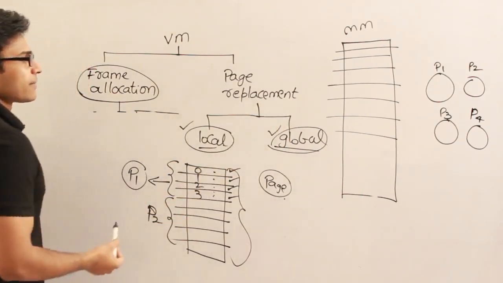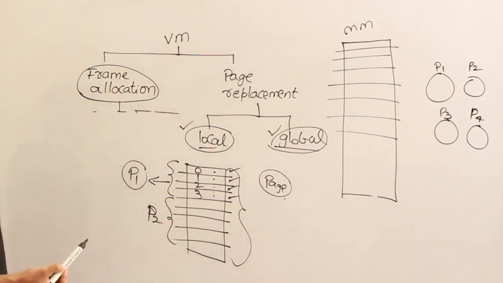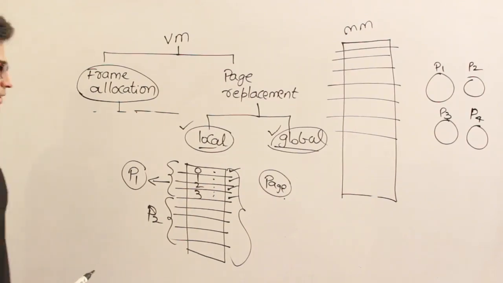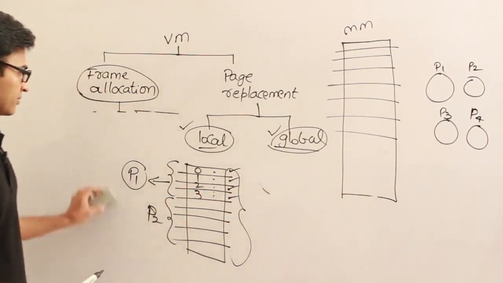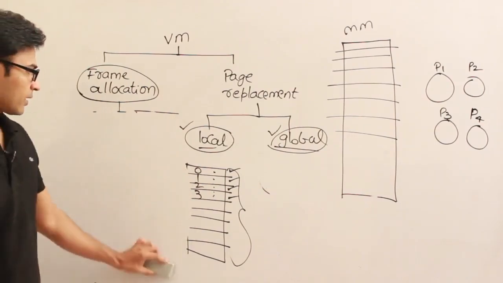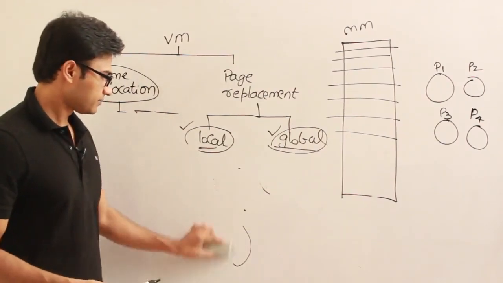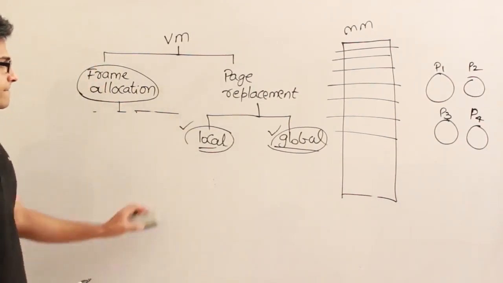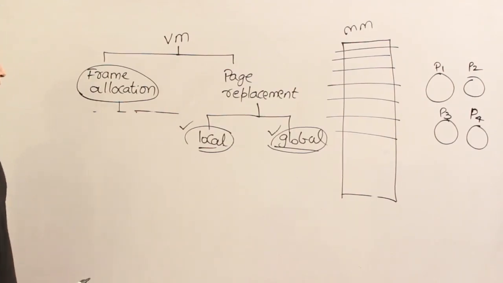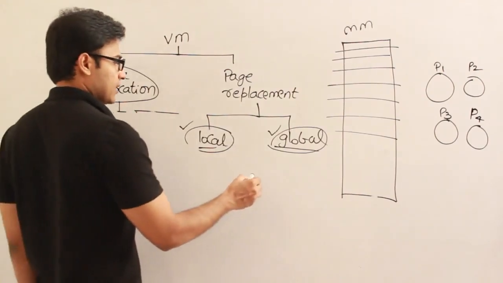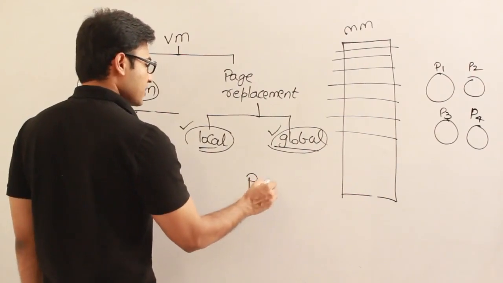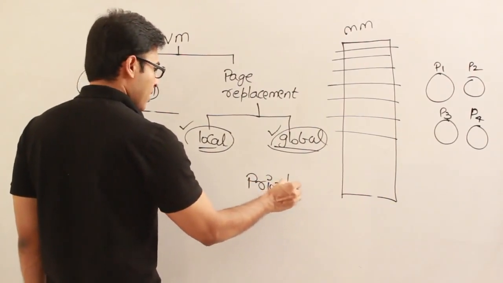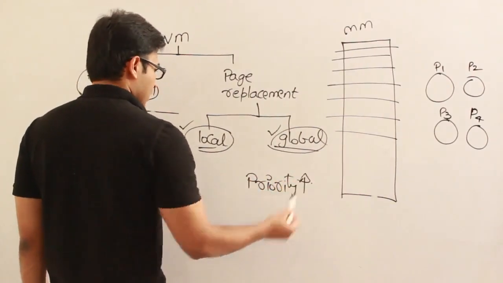The reason is, global doesn't always help us in increasing performance. I'll just take an example and tell you. See, assume that we have a process, and the process has a very high priority, right? And we are using global allocation, right?